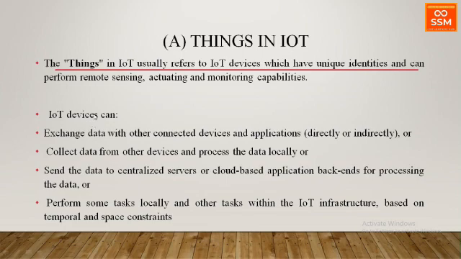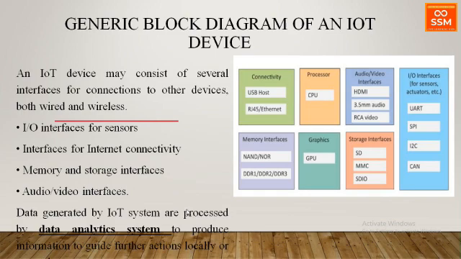So now, whenever a device collects its data, it can exchange the data with another connected device, or it can collect the data from another device and send the data to a server. It can even perform operations on the data locally. So now this is a generic block diagram of an IoT device.